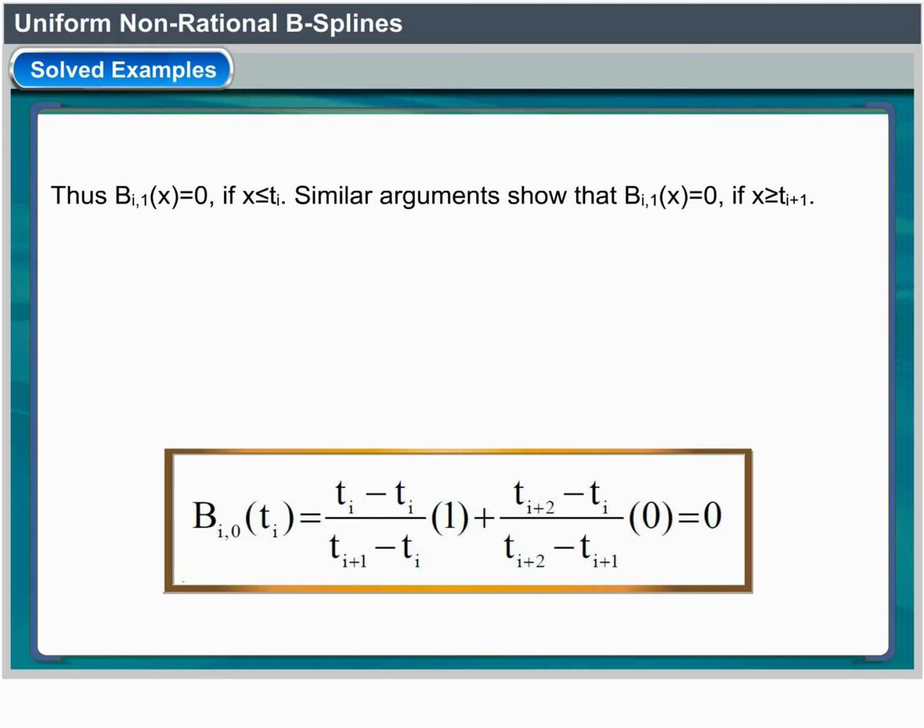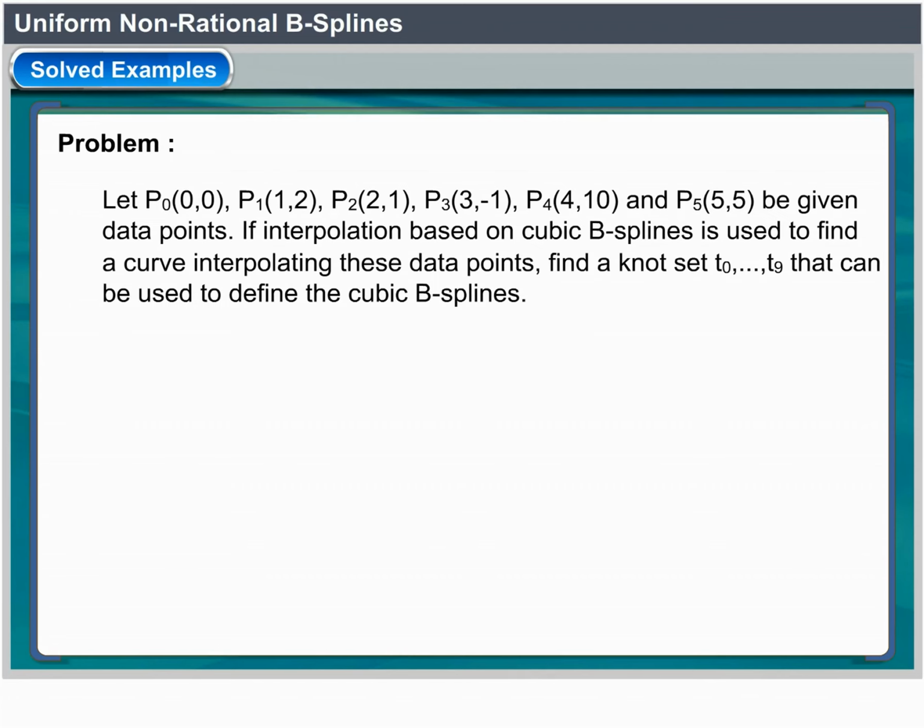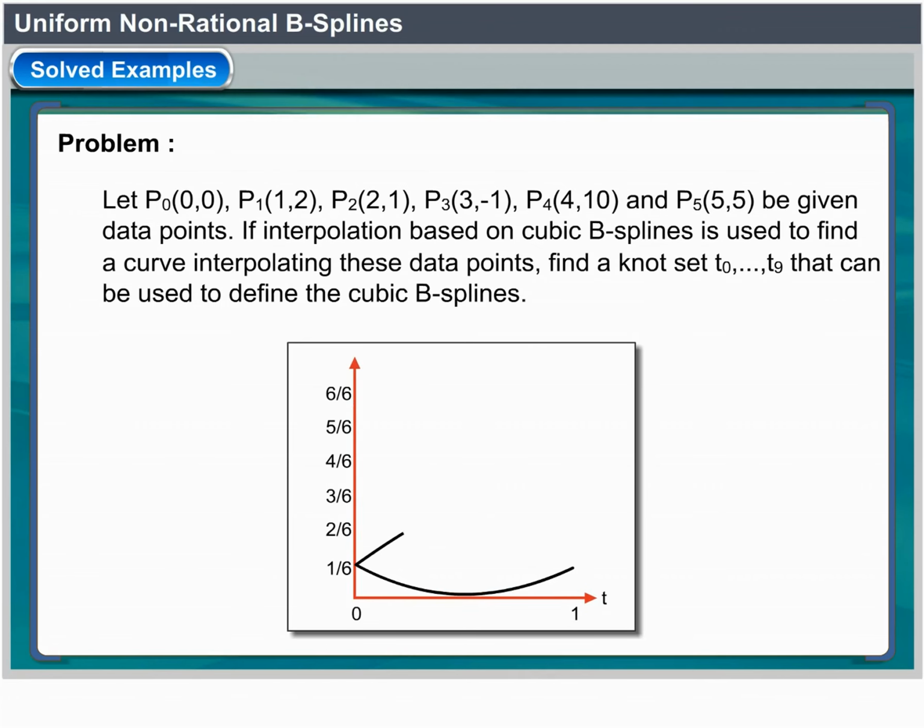Problem. Let p0 (0, 0), p1 (1, 2), p2 (2, 1), p3 (3, -1), p4 (4, 10) and p5 (5, 5) be given data points. If interpolation based on cubic B-splines is used to find a curve interpolating these data points, find a knot set t_0 to t_9 that can be used to define the cubic B-splines.